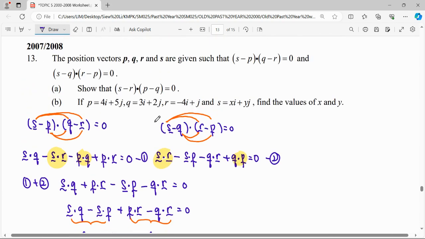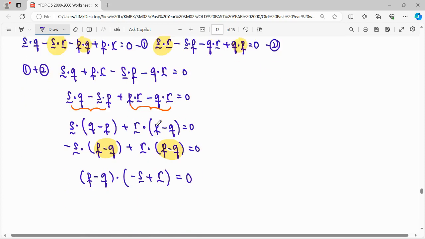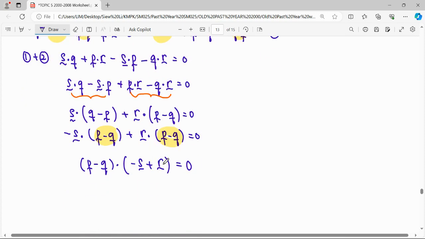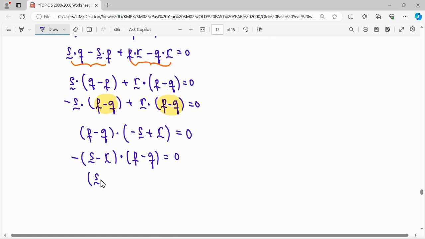Then we continue, we can see that we obtain P minus Q, but we haven't obtained S minus R. So we have negative S plus R, we take out the negative, it will be (S minus R) dot (P minus Q) equals to 0. Lastly, we divide by the negative, so we get the vector (S minus R) dot (P minus Q) equals to 0. Shown.